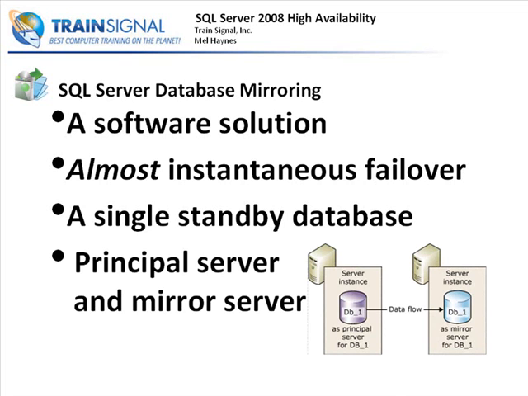The basic idea is you have a principal server and a mirror server, and you're just letting data flow one way from your principal over to your mirror. But here, let's jump over and actually run through setting up a basic mirror.